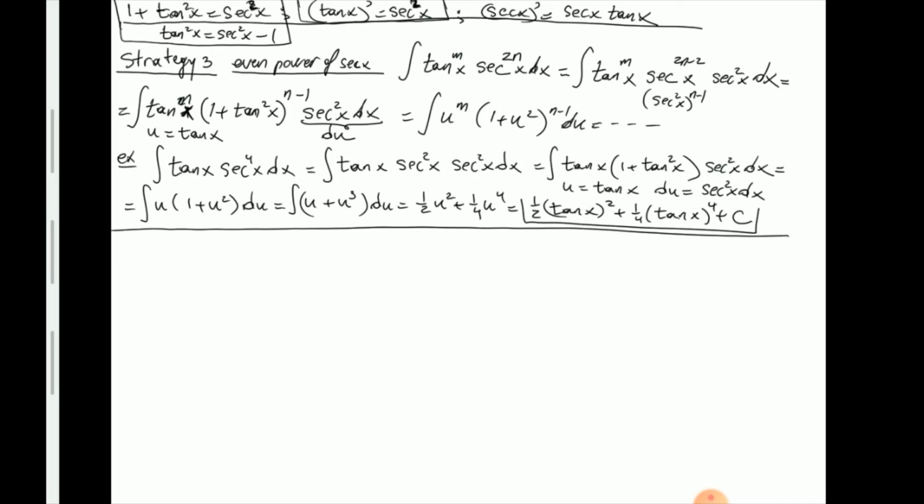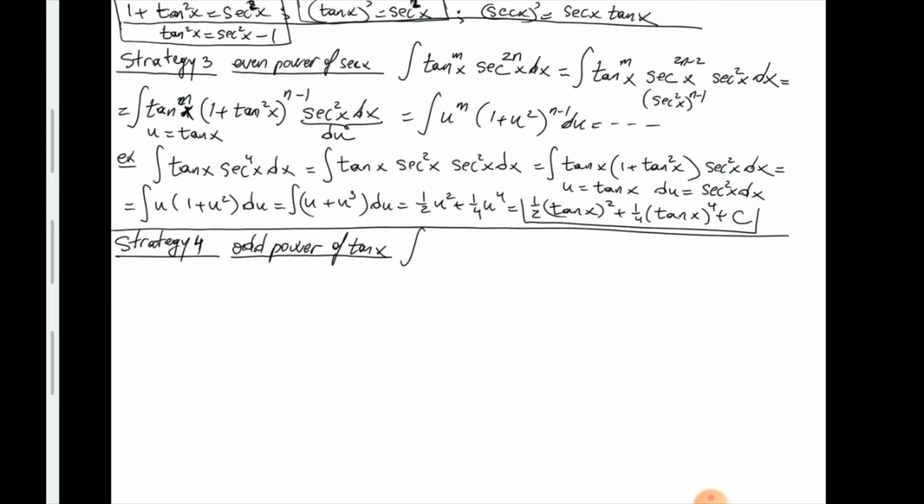Okay, so finally the last one that I want to cover, the last strategy, is the one that has an odd tangent power. So basically the example that I showed you before can be done with this other strategy. So strategy 4: when you have an odd power of tangent of x, and then the power of secant doesn't matter in this strategy. So let's see how we can emphasize this.